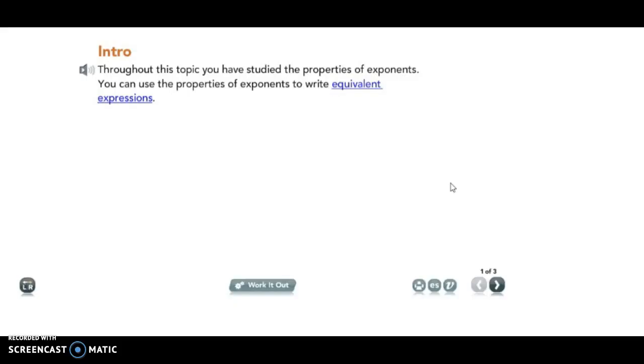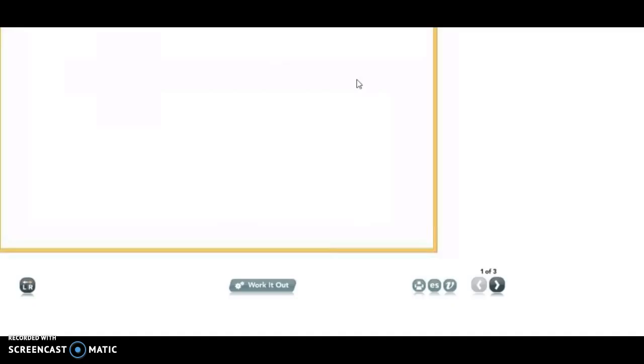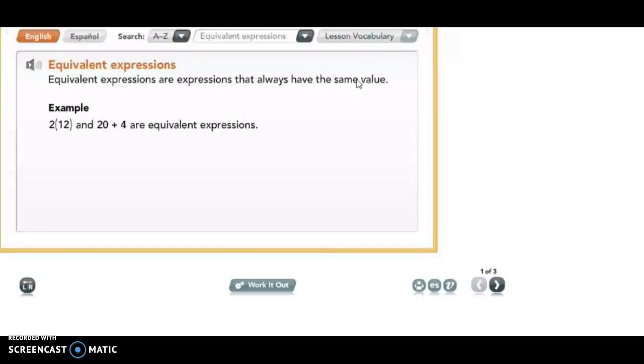This video is for 3.6, Comparing Expressions with Exponents. Throughout this topic, you have studied the properties of exponents, and you can use the properties of exponents to write equivalent expressions, which you already know what they are. There are two expressions that equal the exact same thing. So 20 plus 4 is equivalent to 2 times 12 because they're both going to equal 24.